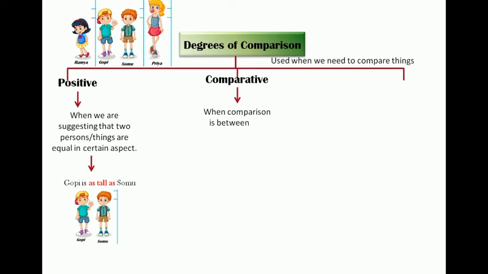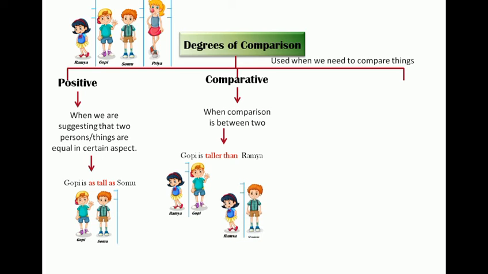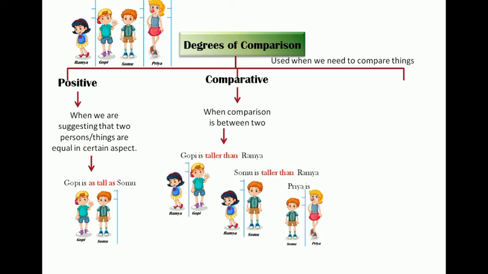In comparative form, when comparison is between two persons, here Ramya and Gopi. Gopi is taller than Ramya. Similarly, Ramya and Somu. Somu is taller than Ramya. Similarly, Ramya and Priya. Priya is taller than Somu. These are three pairs of comparisons.